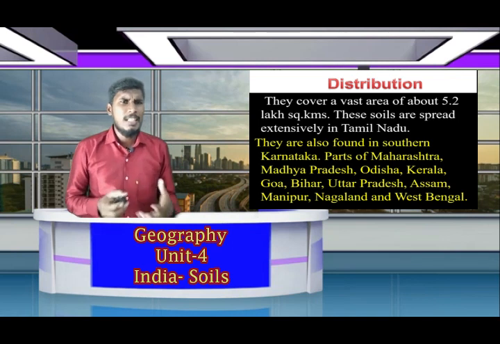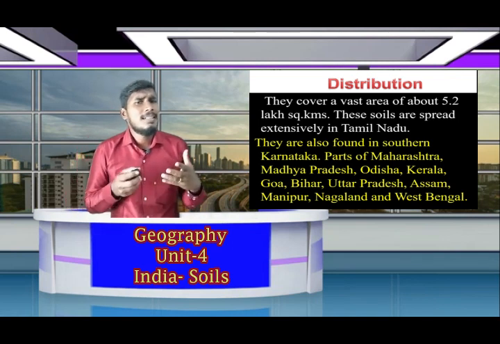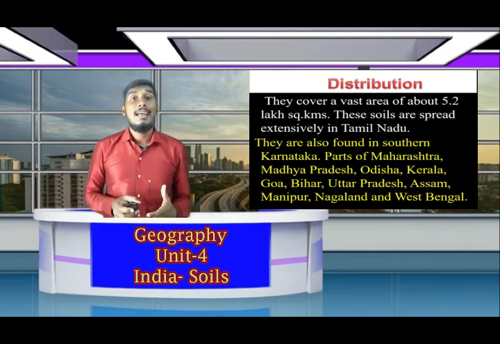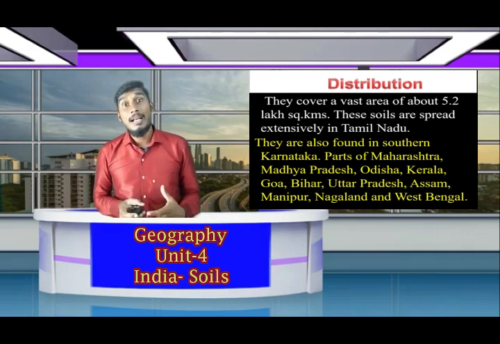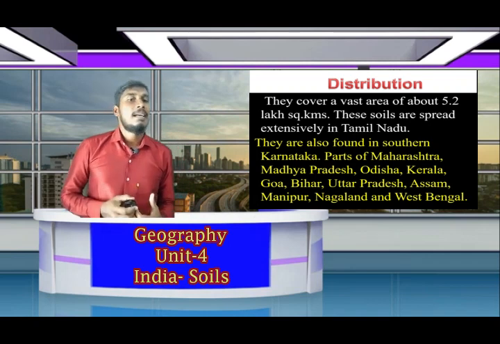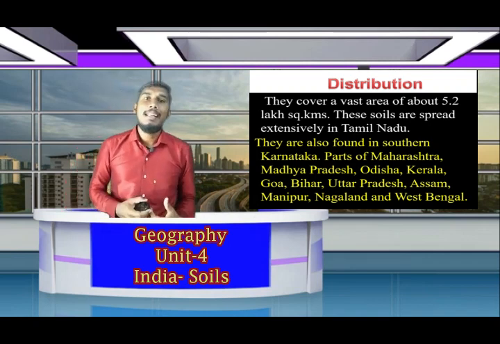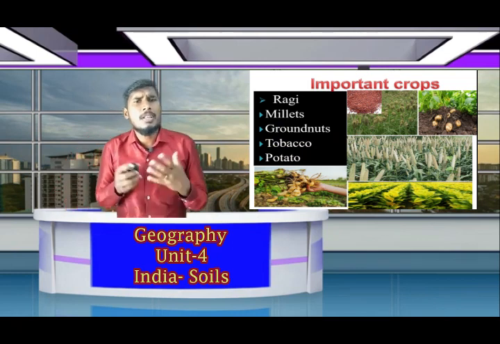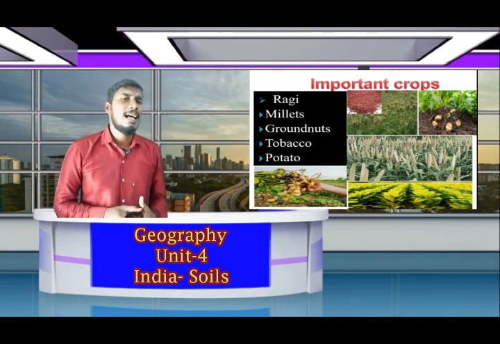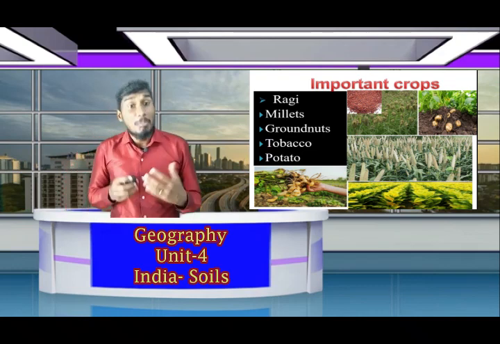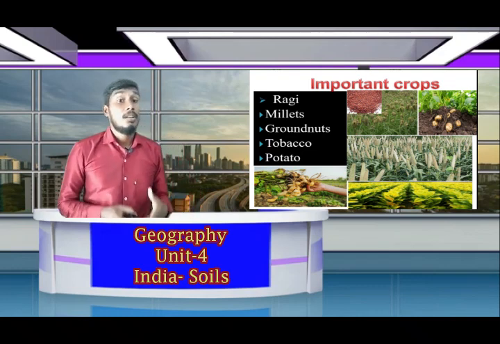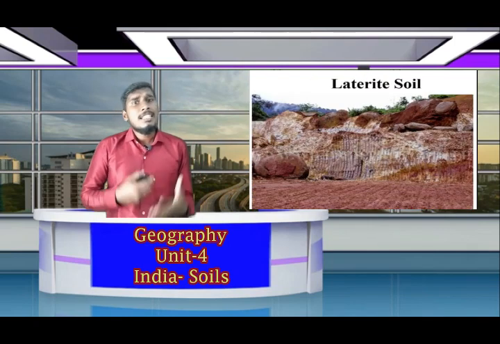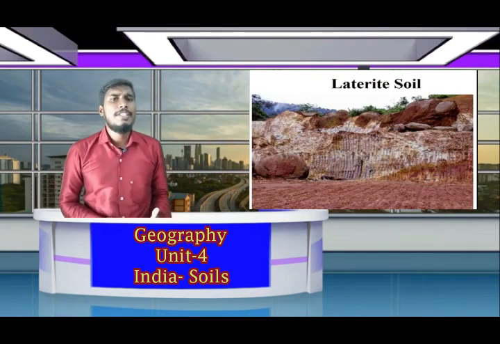They are also found in southern Karnataka, parts of Maharashtra, Madhya Pradesh, Odisha, Kerala, Goa, Bihar, Uttar Pradesh, Assam, Manipur, Nagaland, and West Bengal. The important crops grown in the areas are ragi, millets, groundnuts, tobacco and potato. And the next one is laterite soil.